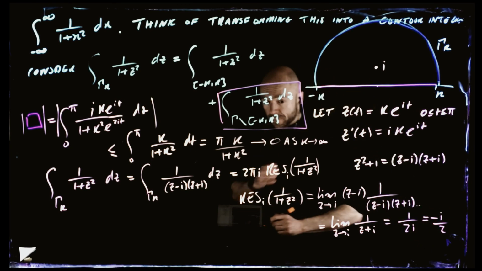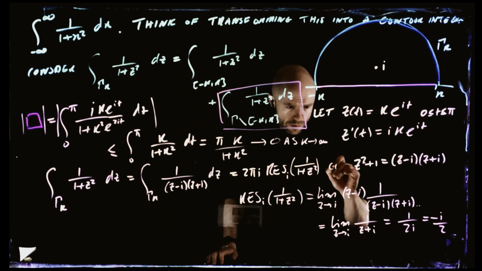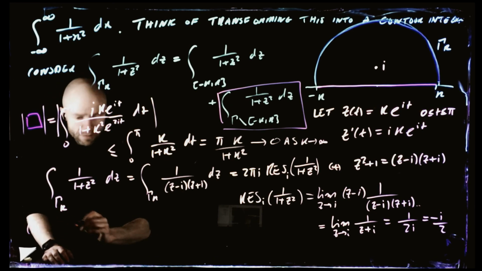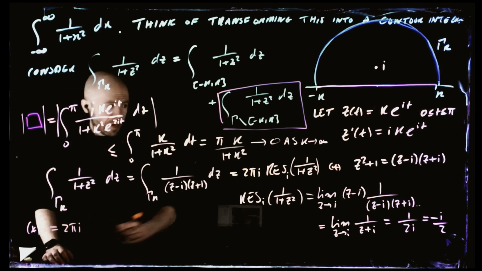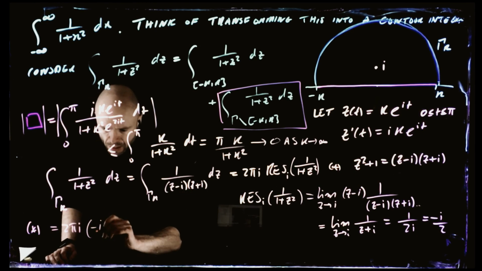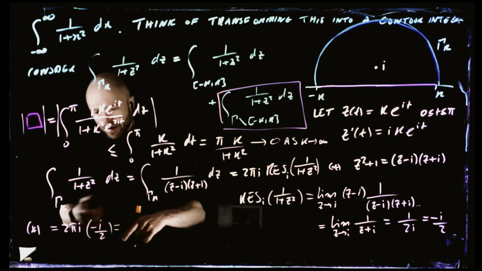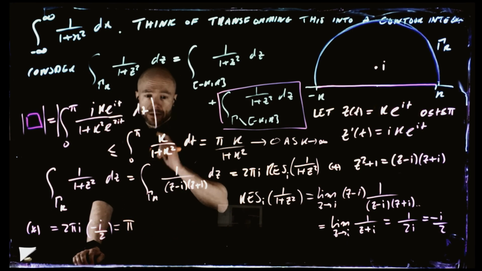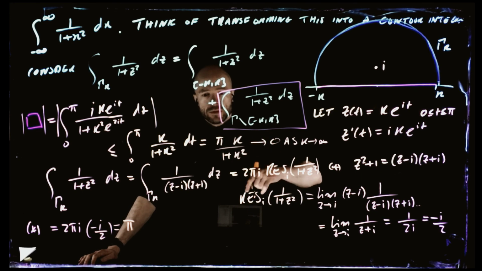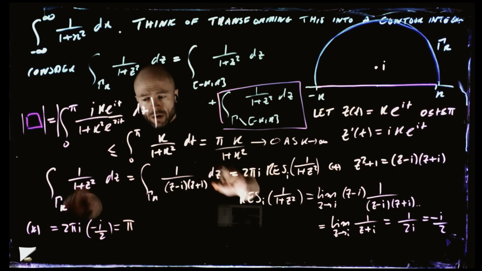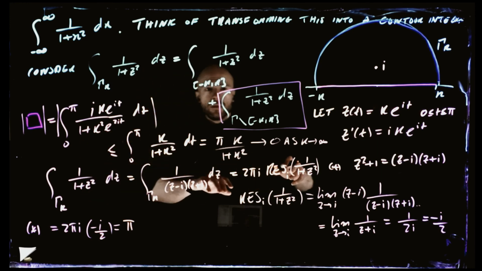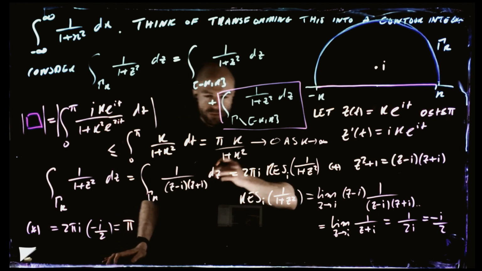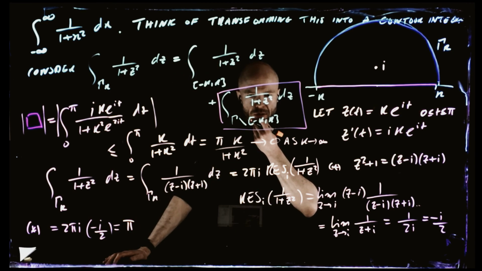Cool. So from star, we have that the answer should be 2 pi i times minus i over 2. So what's that? Minus i times i is just 1, so that's just equal to pi. So we think that for every single r, the integral of this function is just equal to pi. That's what we think.